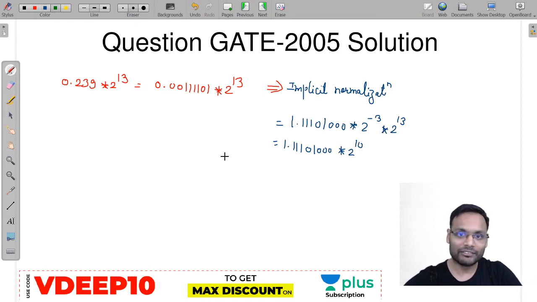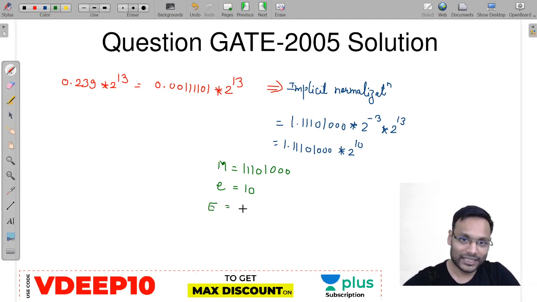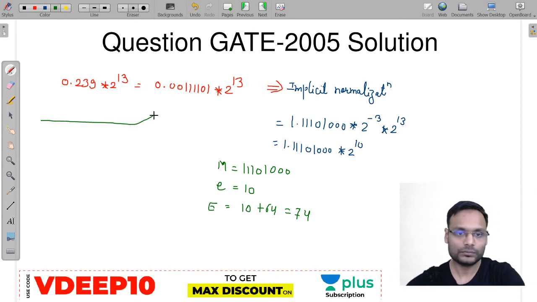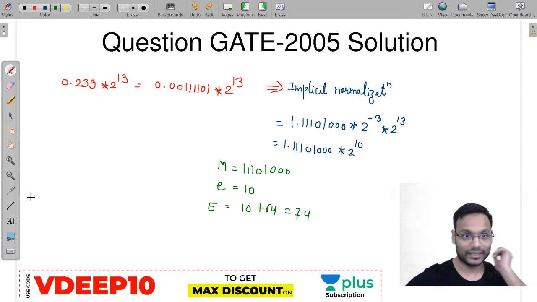From here, can we get mantissa? Yes, which is 1, 2, 3, 4, 5, 6, 7, 8 and original exponent is 10. So what will be the capital E? Capital E will be 10 plus bias 64, 74. Let's try to store this in our register. Let's try to store. अरे line चाहिए line.